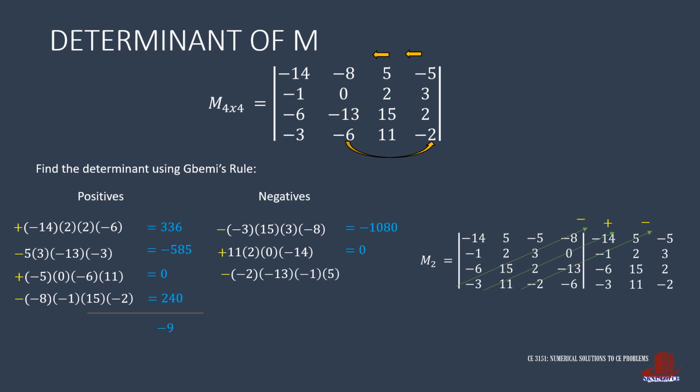The third set of negatives include negative 2, negative 13, negative 1, and 5, giving positive 130 after multiplying. The last anti-diagonal works with negative 6 times another negative 6, then 2 and negative 5, which gives the product of negative 360. Now add all negatives and arrive at negative 1310. So for the second partial determinant, take negative 9 minus negative 1310, giving positive 1301 for M2.